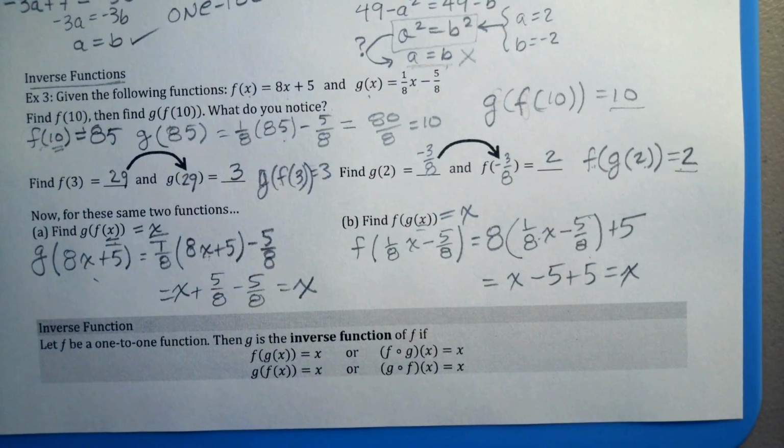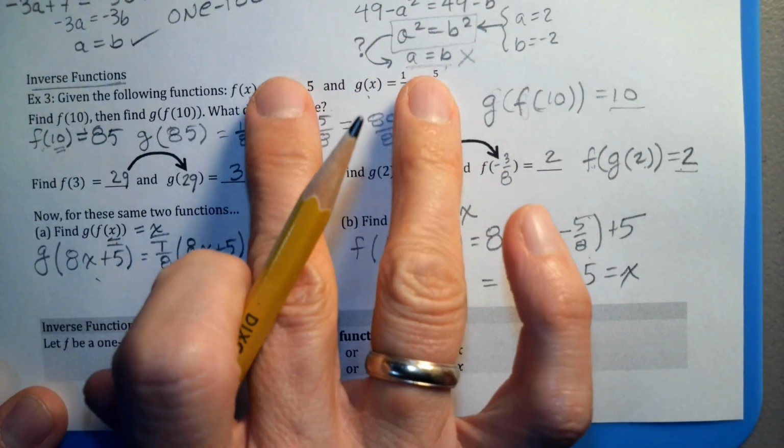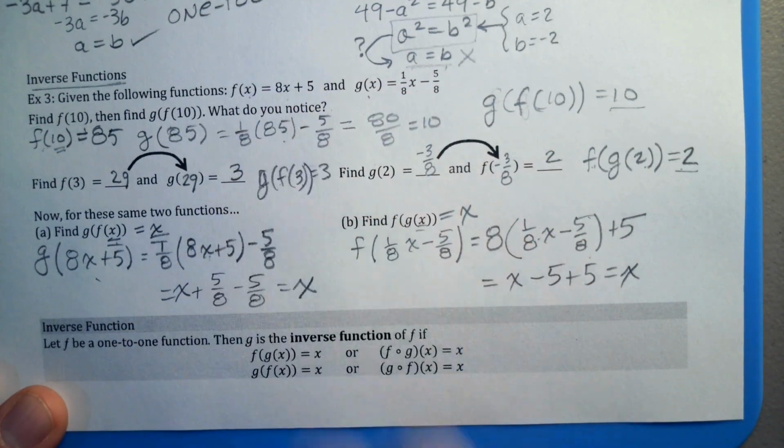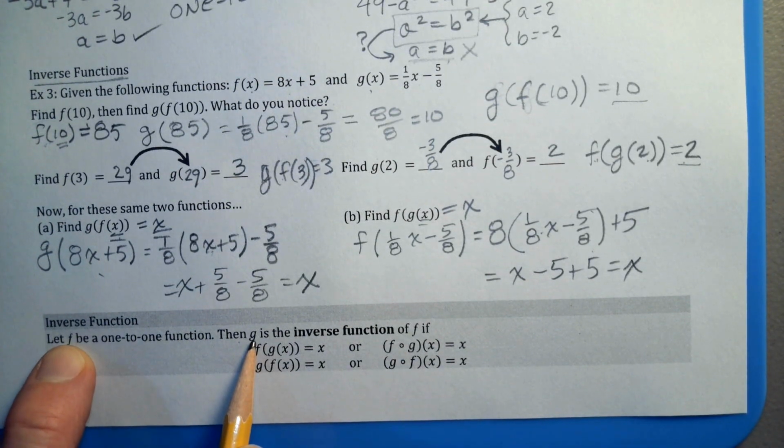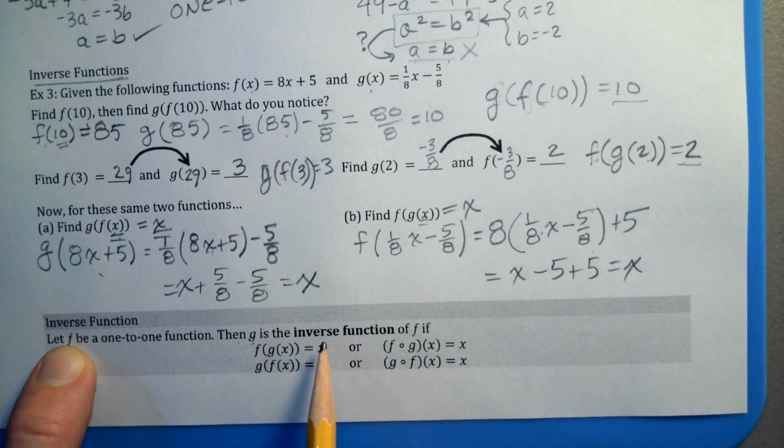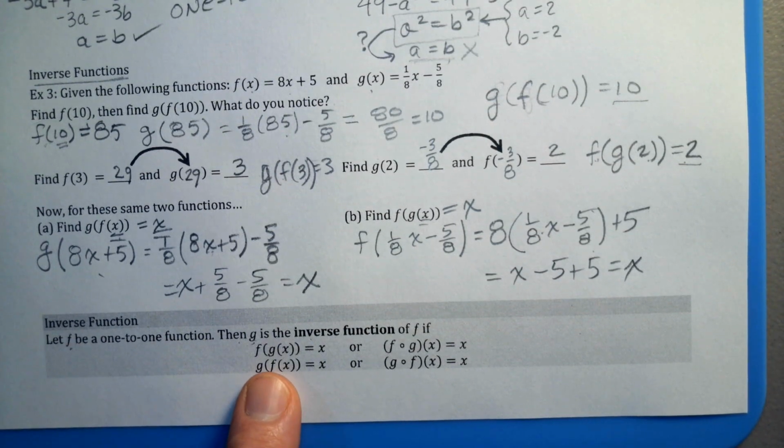And so this is a test, a way of deciding whether or not these two functions are inverses of each other. So function f and function g, of course they have to be one-to-one, and g is the inverse of that function if f of g of x is x and g of f of x is x.